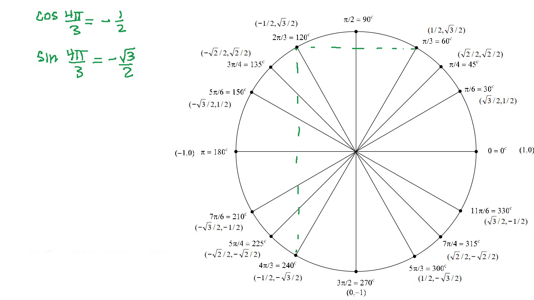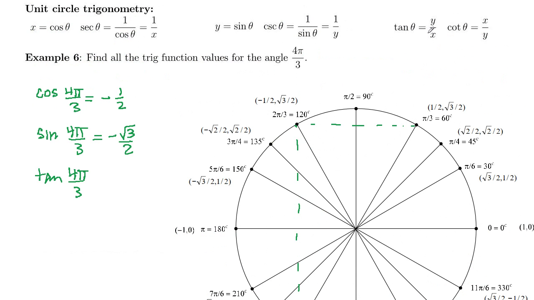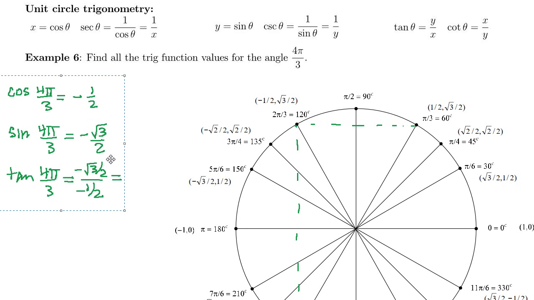Okay, so then our tangent of 4 pi over 3 is just going to be the y-coordinate divided by the x, so sine divided by cosine, right? So this is going to be negative root 3 over 2 divided by negative 1/2. And so if you invert and multiply here, first of all, negative divided by negative is a positive. You invert and multiply, you're going to get root 3 over 2 times 2 over 1. So your 2's are going to cancel, so you just get root 3.